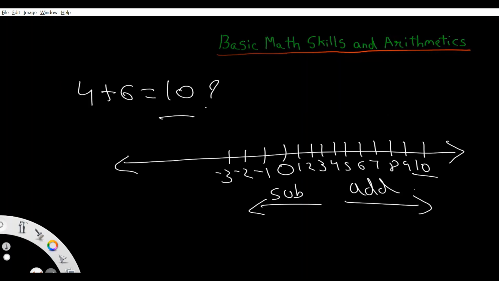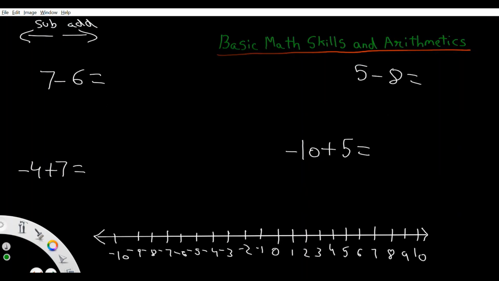Let's look at some other problems. Let's look at 7 take away 6 now. So 7 take away 6 is 1. So let's prove that on the number line. So you start from 7 and you move 6 spaces to the left hand side because you're subtracting. So you start from 7 and you move 1, 2, 3, 4, 5, 6 spaces to end up at 1.